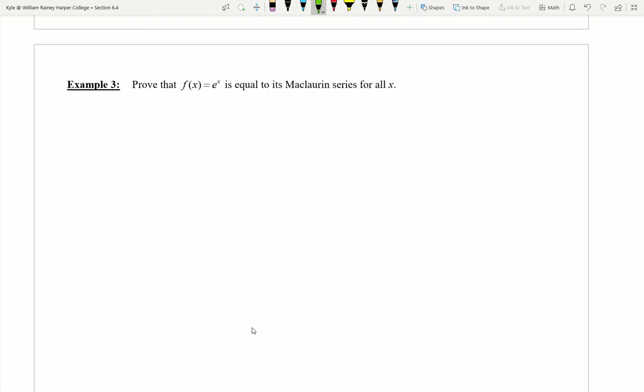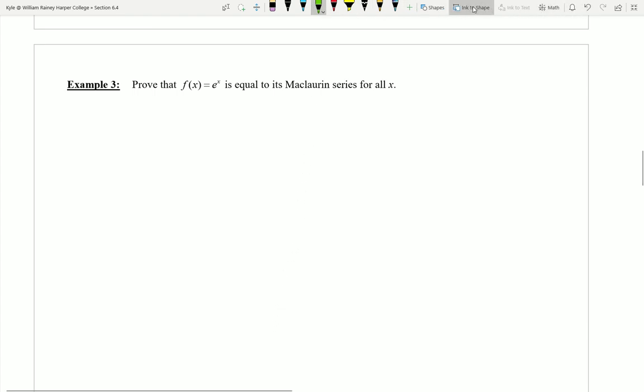In this video, we're going to take a look here at example 3 and 4 out of this section, and we're going to be doing something that's going to be pretty remarkable. We would like to prove that the function e to the x is equal to its Maclaurin series, not some of the time, but all of the time.